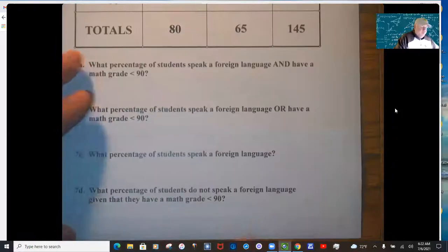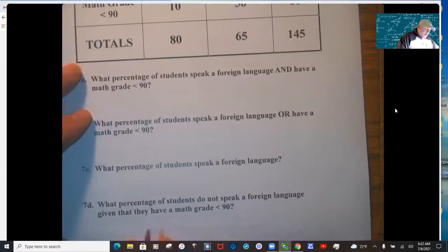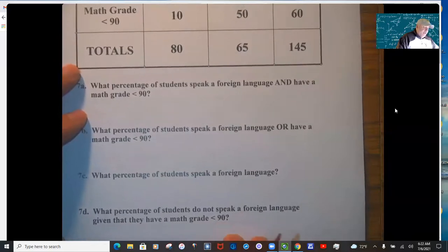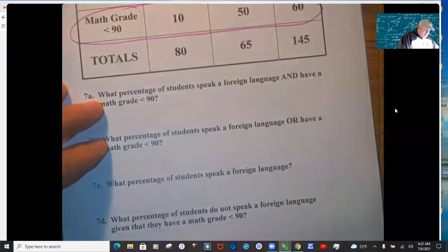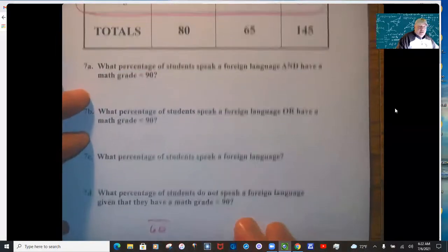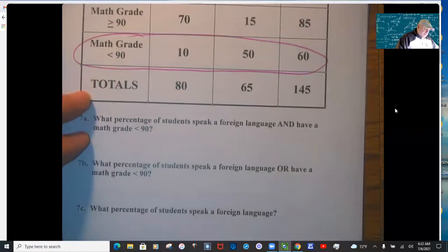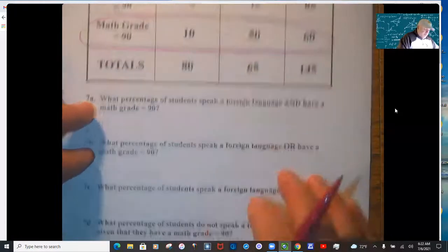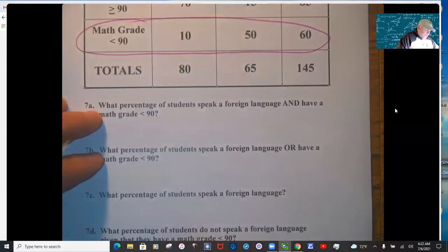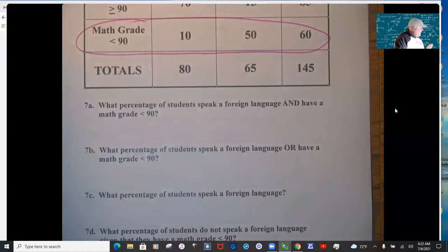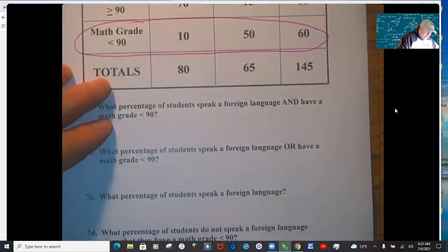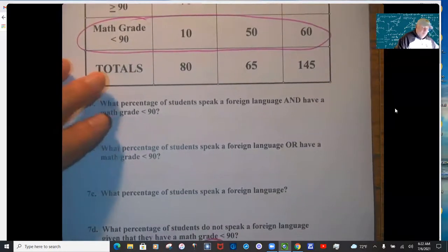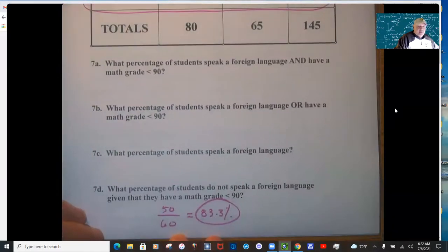Okay, two-way tables. Again, do 7D first. Given that they have a math grade less than 90, so we're restricting ourselves to just this row. So that means 60 is our total for the bottom. And so what percentage of students do not speak a foreign language? So we come down here, do not speak, that's 50 out of the 60. And that works out to be 83.3%. So do that one first, again, so you don't get that bottom number wrong.